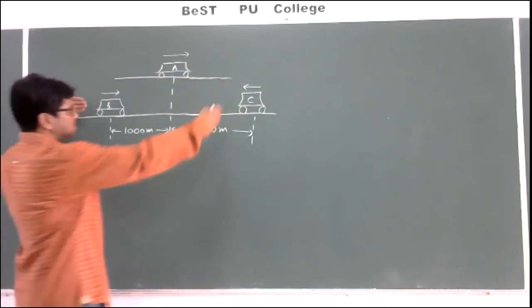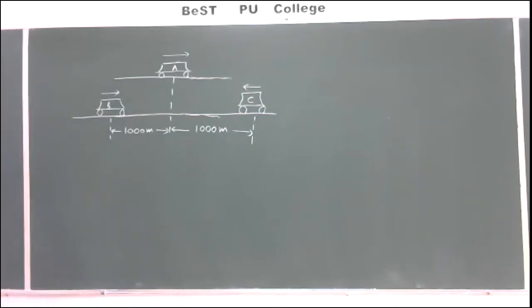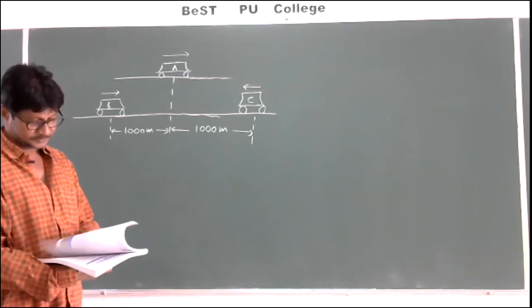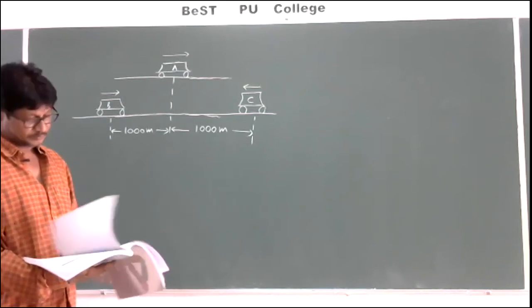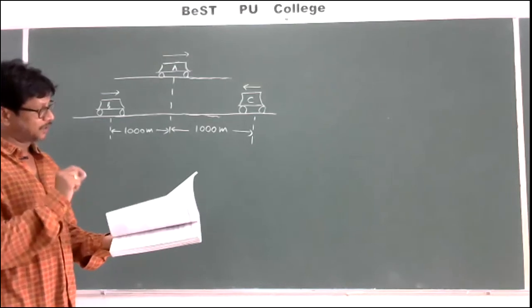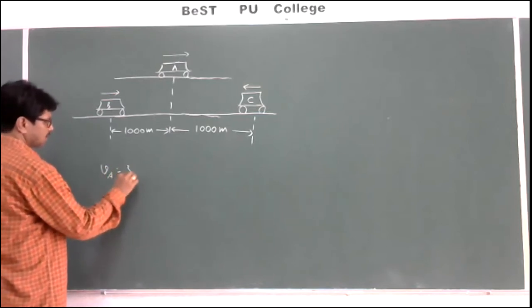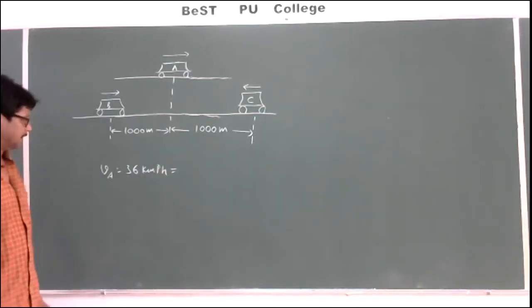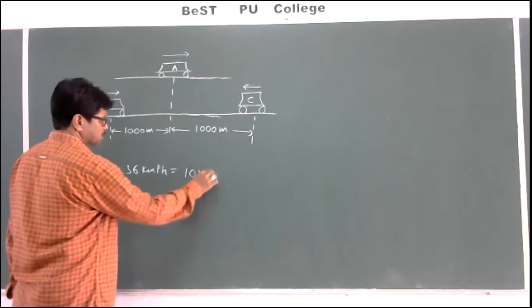Since these two are moving with the same velocities, what velocities did he give? On a two-lane road, car A is moving with a speed of 36 kilometers per hour. So velocity of car A is 36 kilometers per hour. If you convert into meters per second, you need to multiply by 5 by 18, which is equal to 10 meters per second.